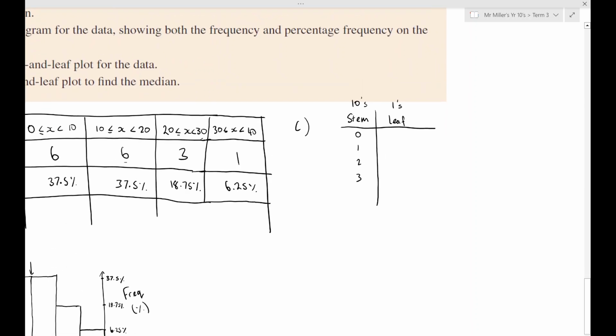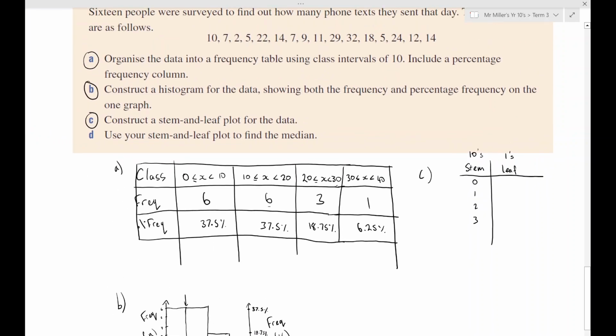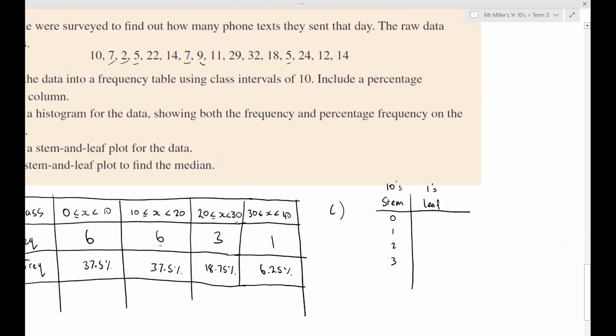If I'm looking at numbers with tens of 0, that's going to be all my data in my first class, all these 6 data points. So it's going to be 7, 2, 5, 7, 9 and 5. 1, 2, 3, 4, 5, 6. It's going to be these 6 data points that I need to fill in this first line. Catch is, it needs to be in numerical order. So I'm going to have to say 2 5 5 7 7 9.